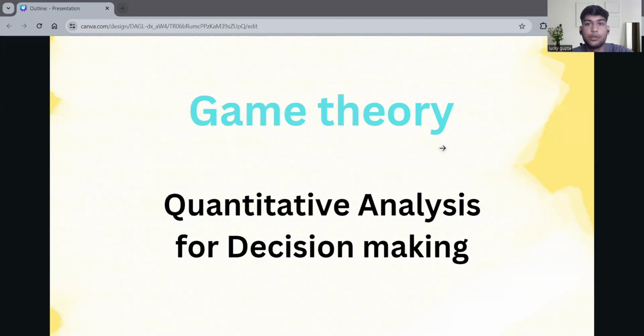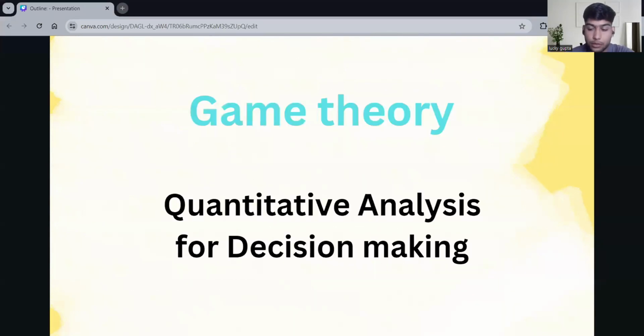So, hello everyone. Today we are going to cover game theory, which is basically used for quantitative decision making. For example, what strategy should students choose so that they both make a profit? These are the rules of game theory. Let's go further.